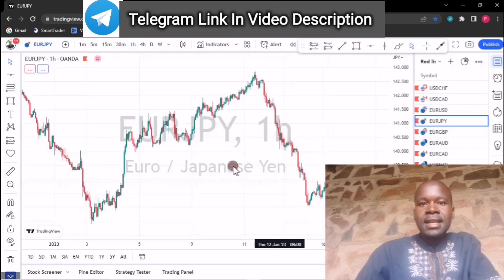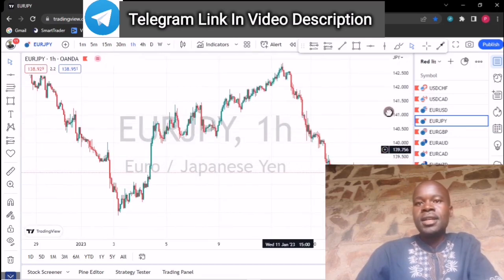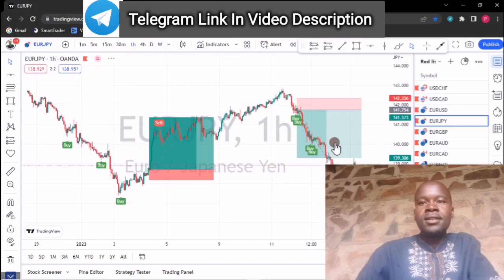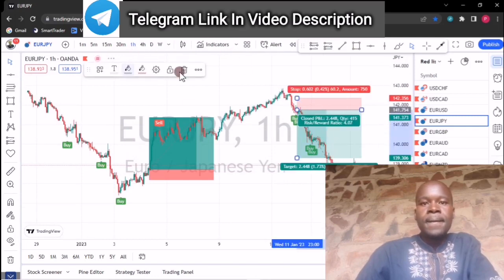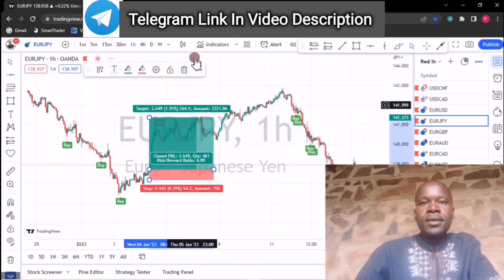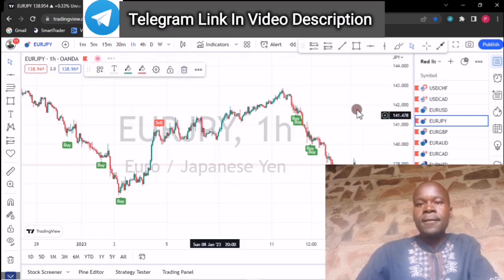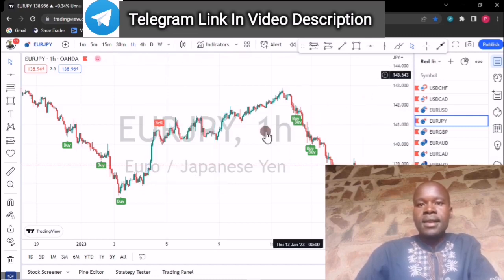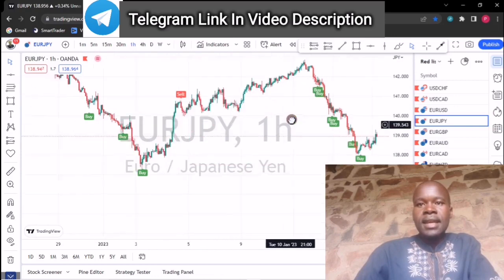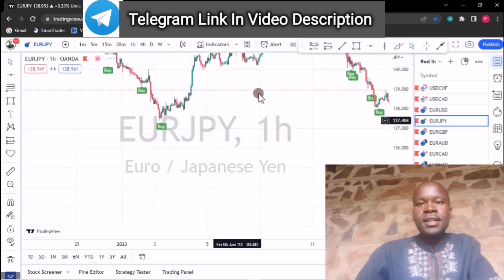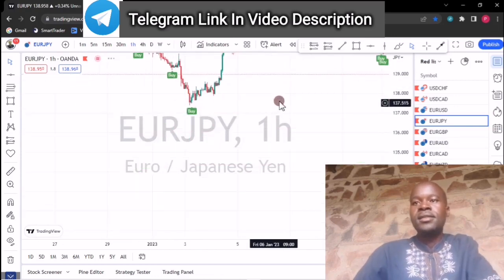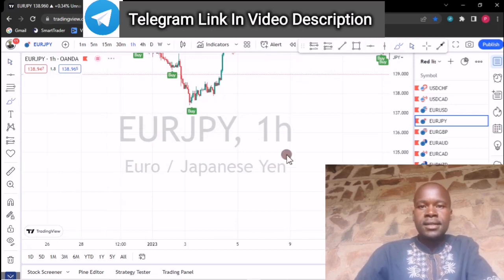This strategy can be okay. It's a clean chart. I can just remove this. I'm going to enter these trades. Okay, I'll give you the settings at the end, so that if you are not interested in the strategy, you won't have to waste your time watching this.